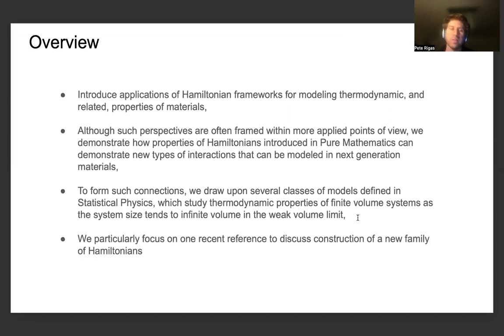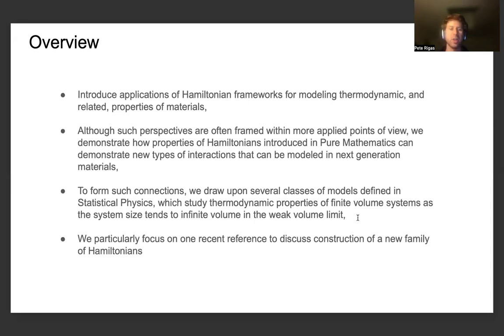And a lot of these properties of interest can relate from characteristics of the electronic structure, electron-electron, or nuclear-nuclear interactions, such as we'll be introducing through a Hamiltonian formalism for one reference. And although such perspectives are often framed within more applied points of view, such as which compounds within some collection or ensembles of compounds would be the most thermodynamically stable in different types of environments, we can also demonstrate how properties of Hamiltonians introduced in pure mathematics can demonstrate new types of interactions that can be modeled in next generation materials.